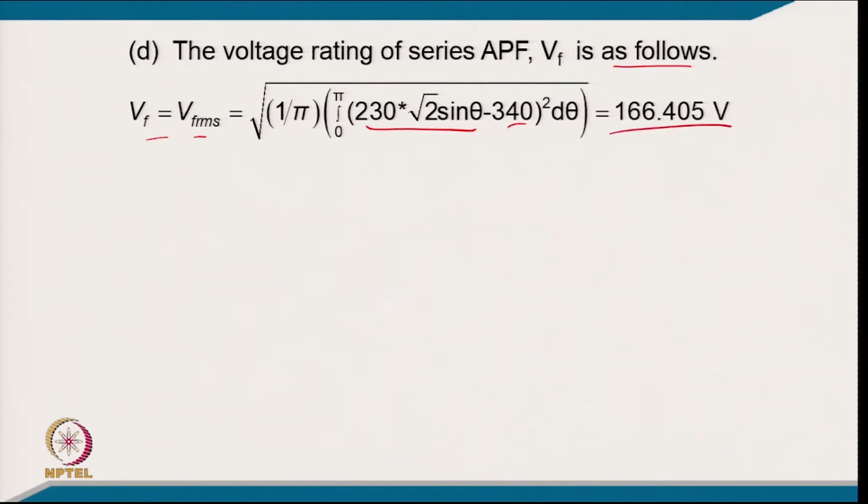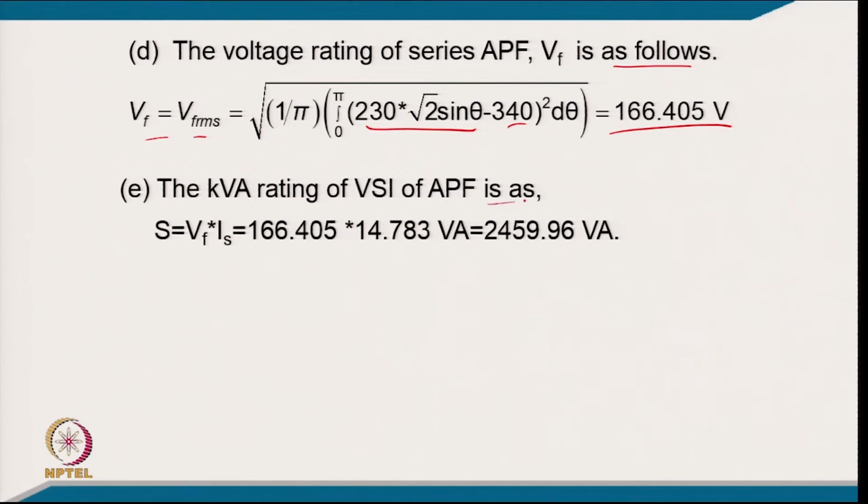It comes to 166.405 volt. And now coming to the kVA rating of the series active filter, S equals Vf into Is. The voltage rating we calculated is 166.405 into the current rating 14.783, which comes to 2459.96 VA.